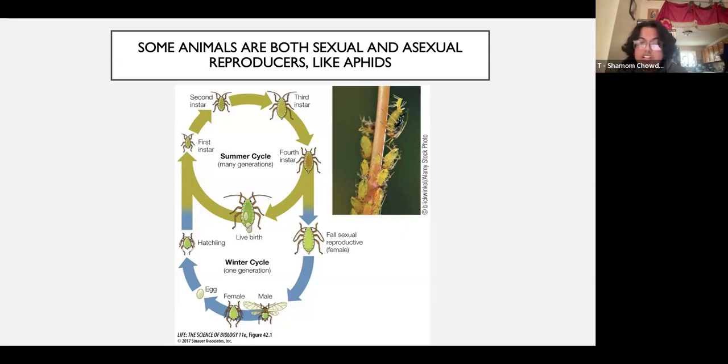During the winter, conditions aren't necessarily ideal. So during the winter, sexual reproduction occurs, where you have a female and a male, and through sexual reproduction, they manage to produce an egg, which releases hatchlings. And by the time it's the summer, that hatchling could then go through asexual reproduction, produce more and more aphids, in time for the winter. So it's a cycle that goes on throughout the summer and winter.